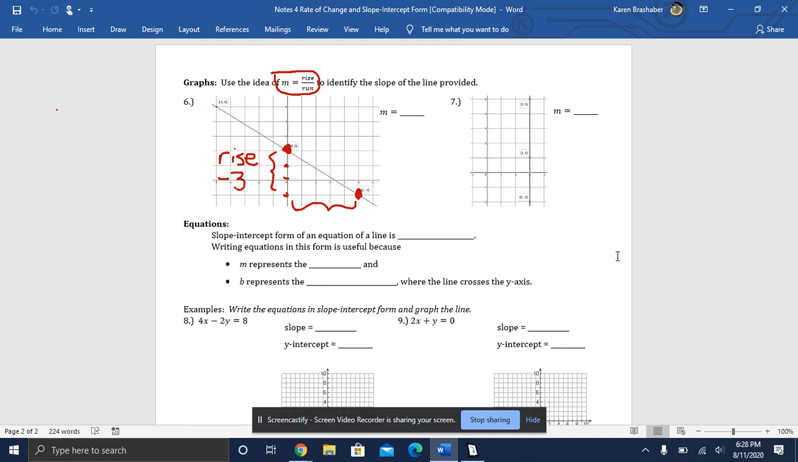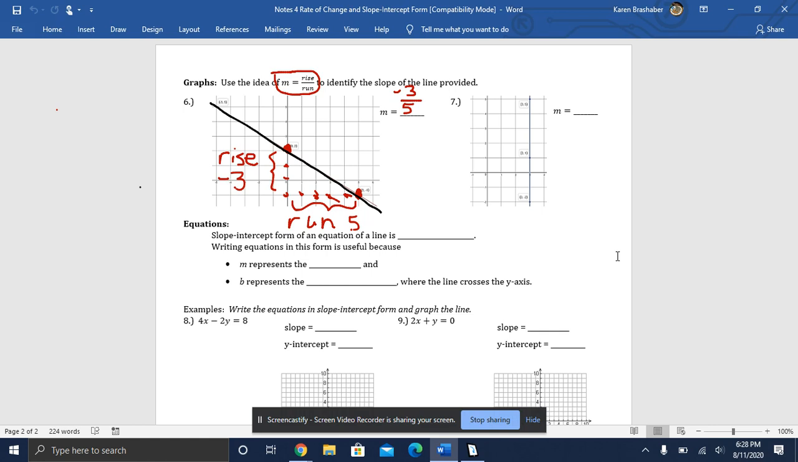And then I have to count to the right to get to my other point. And so 1, 2, 3, 4, and 5. And that makes a run of 5. And so my slope is rise, which is -3, over run, which is 5. And so that slope is a negative slope. That line is falling as you look at it from left to right.